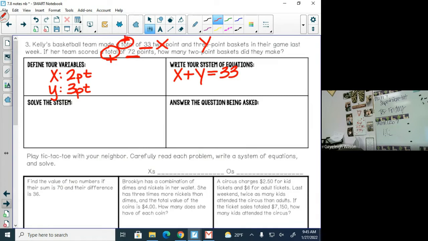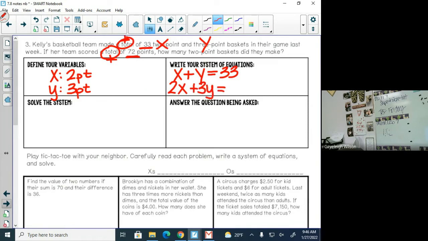Now, they made 72 points. Basketball people, how do you get points? You score. So if you shoot it from inside the paint, how many points are you going to get? Outside? 3. So you've got 2-point baskets and 3-point baskets. The 2-point baskets are worth 2 points. The 3-point baskets are worth 3 points.